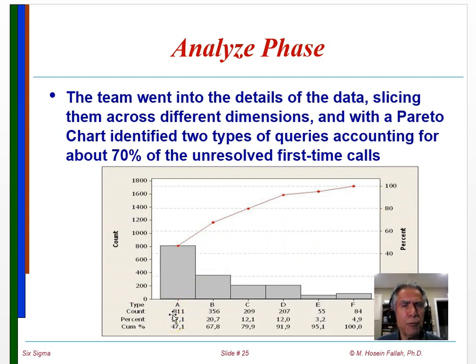Since the information is proprietary to the company, they did not specifically say what these categories of problems were, but they identified them as A, B, C, and the first two categories account for about 70% of those unresolved calls. So then they went into root cause analysis to find out what is causing these issues.